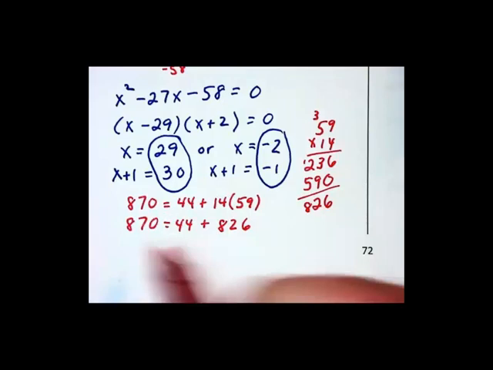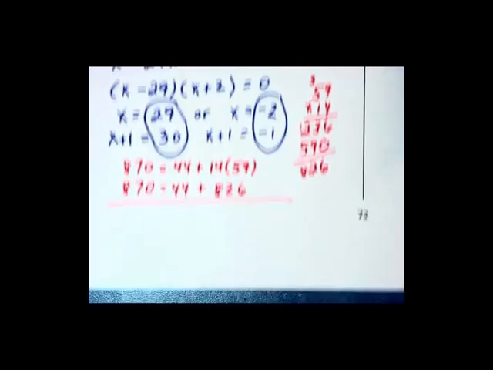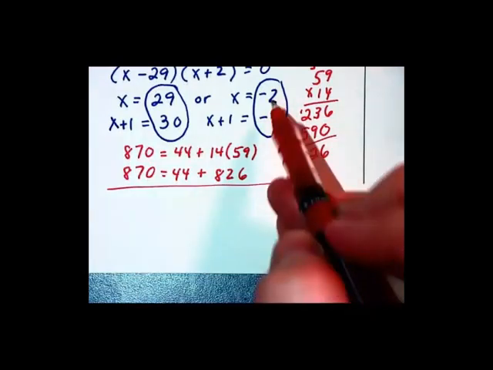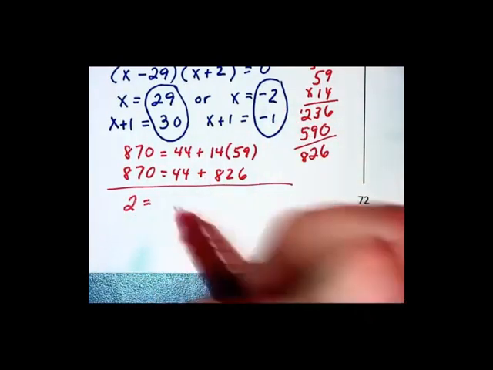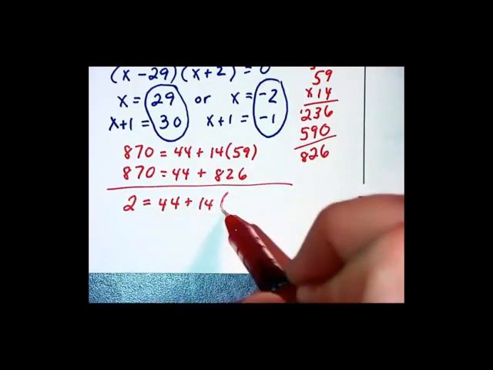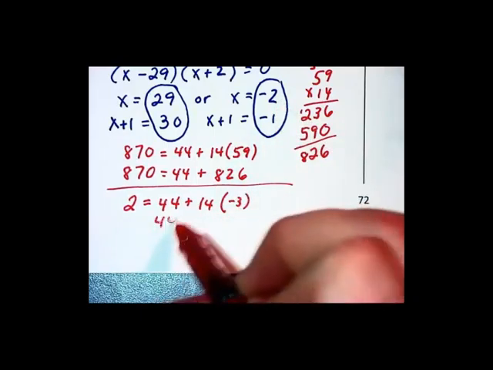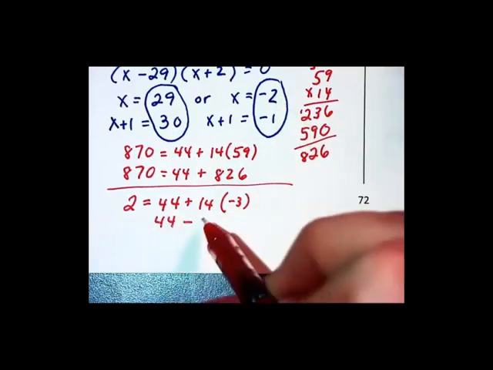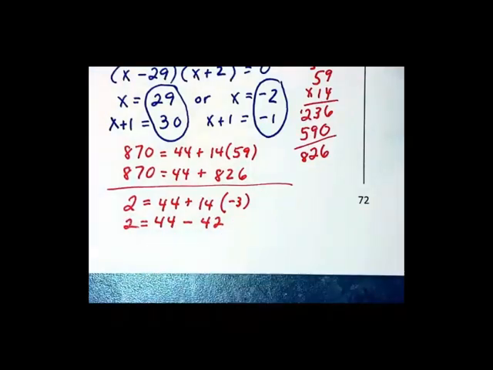Wow. Let's check the other solution while we're at it. The product of the two, that would be negative 2 times negative 1, that would be positive 2, is 44 more than 14 times their sum. Their sum is negative 3. That would be 44 minus 42 gives us the 2, and yes, that second solution also checks.